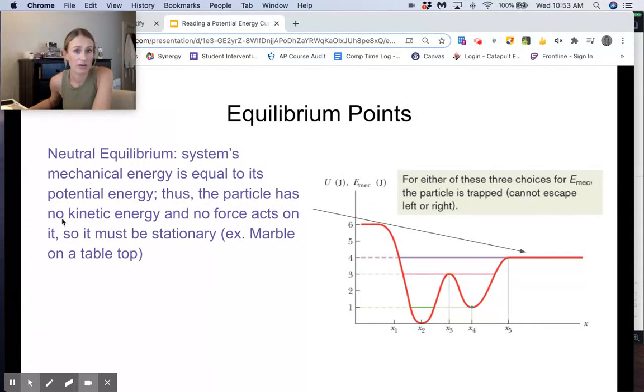Here, the particle has no kinetic energy and no force acts on it because we can see that the slope here is 0. So that particle must be stationary. This is called a neutral equilibrium. An example of this would be a marble on a tabletop. There are no forces acting on the marble to the left or to the right, so that marble is in neutral equilibrium.